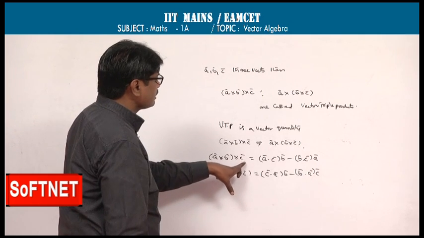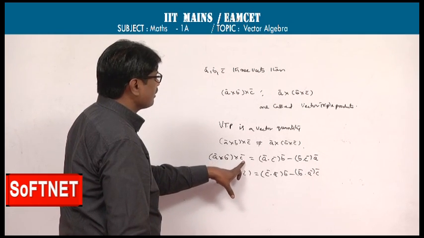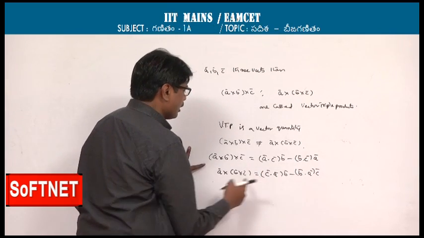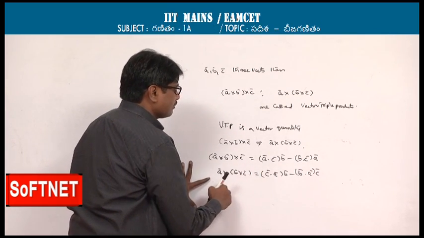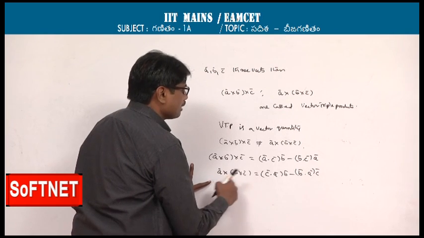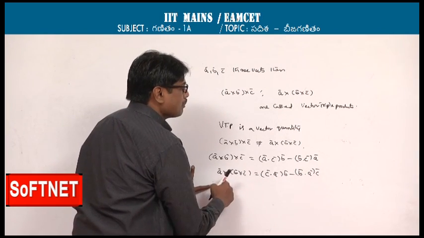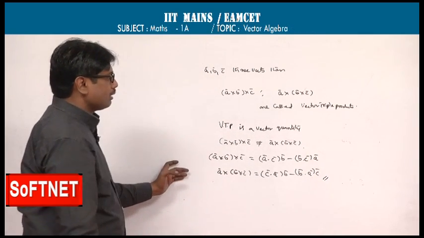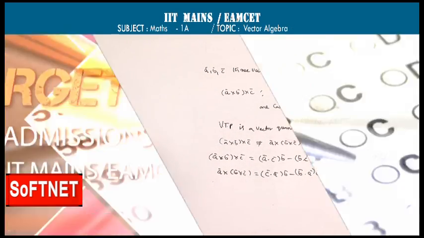A cross B cross C equal to, right open, take from the left A dot C into B bar minus B dot C into A bar. A cross B cross C, left open, take from the right C bar dot A bar into B bar minus B bar dot A bar into C bar. This is vector triple product and its properties.